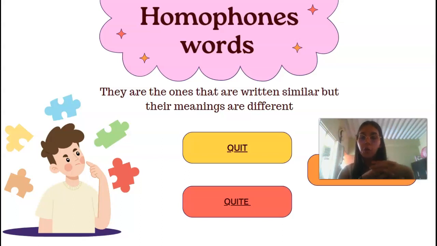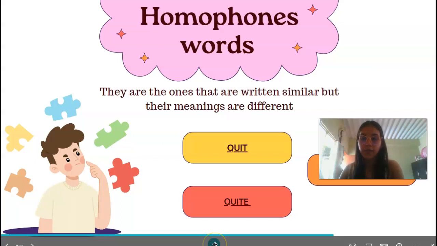Like the words quit, quiet, and quite. In this case, the word quit means abandonar in Spanish. In English, you can say, I quit my house. Yo abandoné mi casa. The word quiet means be quiet, mantén silencio. And the word quite is an emphasis word.